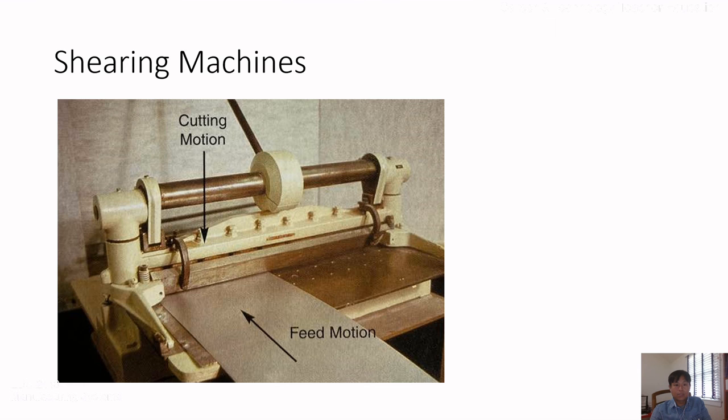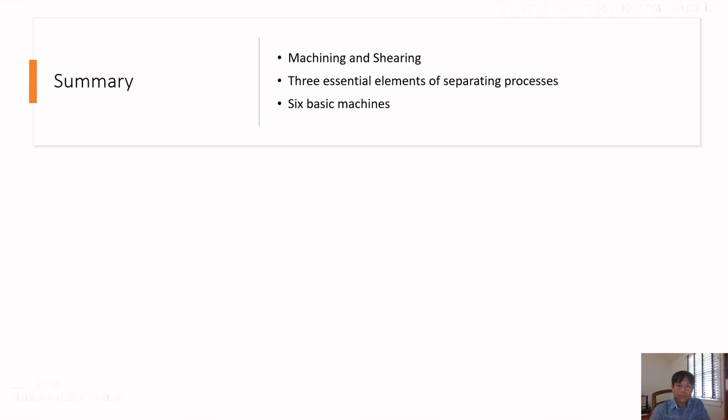All right, and then the last one is the shearing machine. It's an old machine, and it only cuts thin metal panels. The feeding motion is this way, and the cutting motion is this way, so that cuts this metal sheet. So this is a shearing machine. So I showed 6 general manufacturing machines used in separating processes.